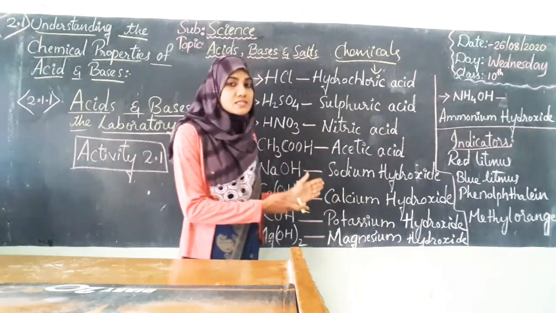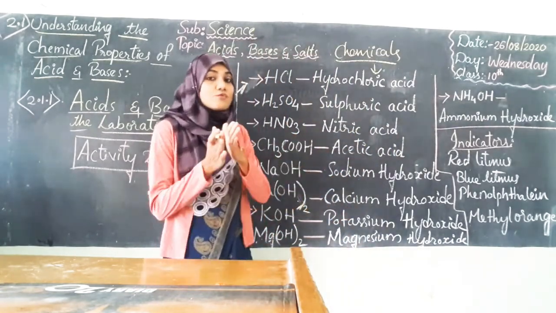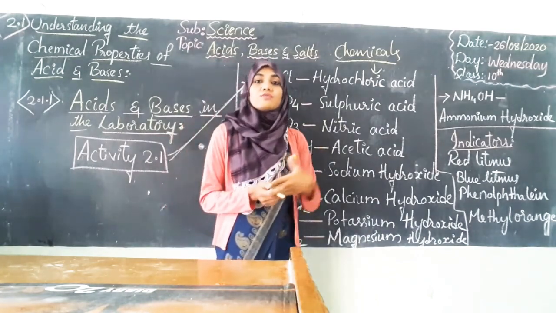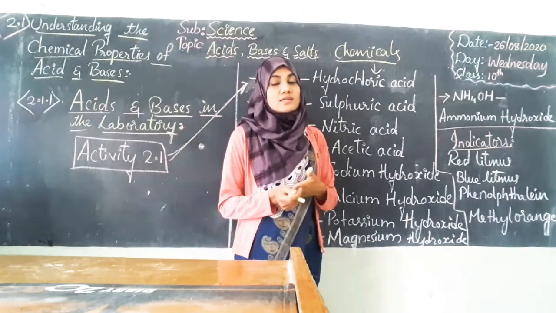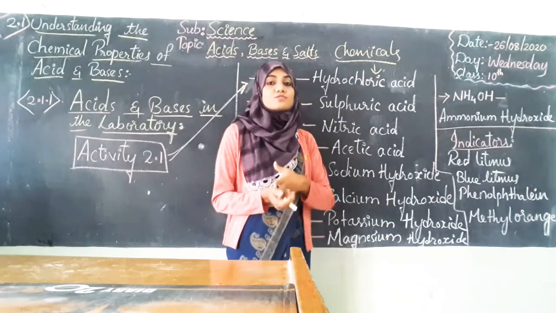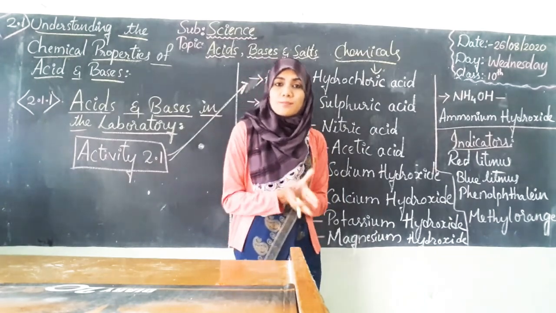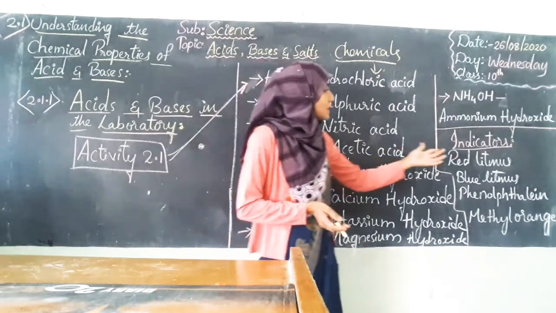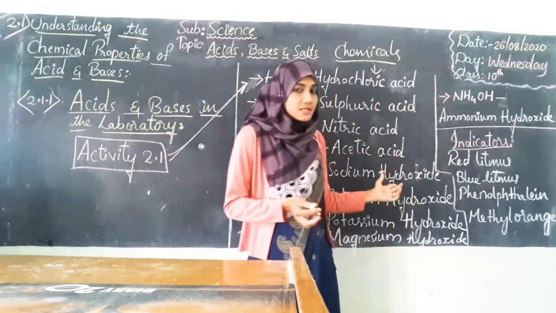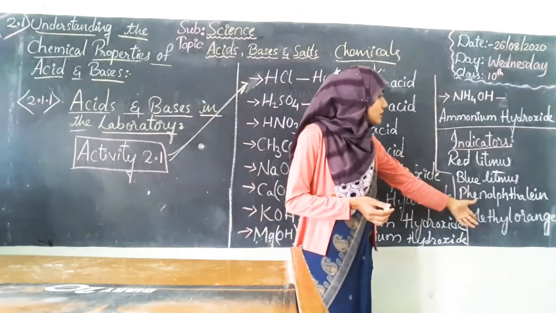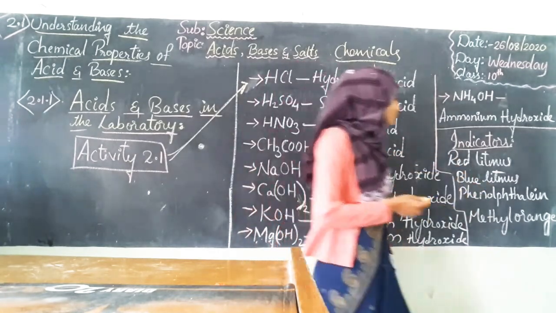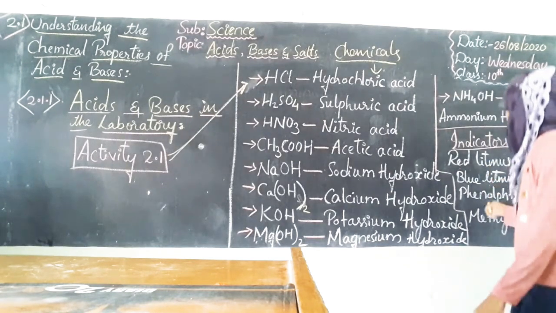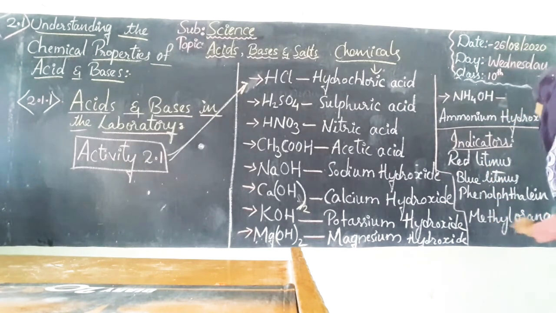But how to detect these chemicals? At the primary test, we will use indicators, which we have discussed in the previous classes. What are indicators? The substances which help us detect whether a given chemical or compound is acidic or basic by changing its color. To detect these chemicals, we will use four indicators: red litmus, blue litmus, phenolphthalein, and methyl orange.